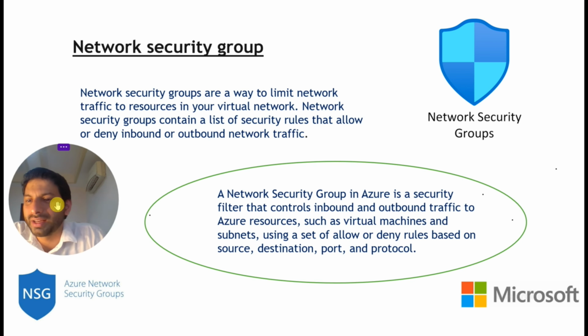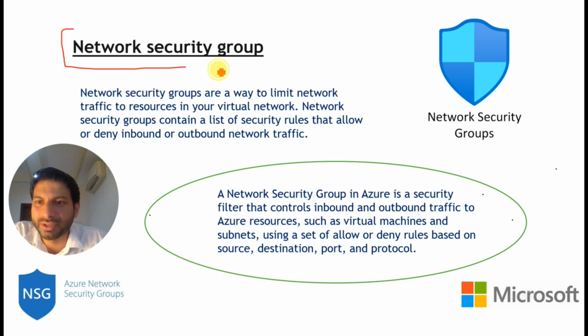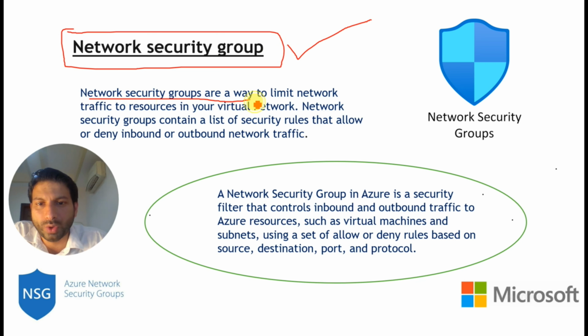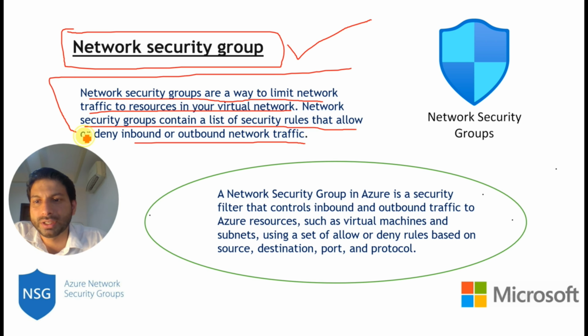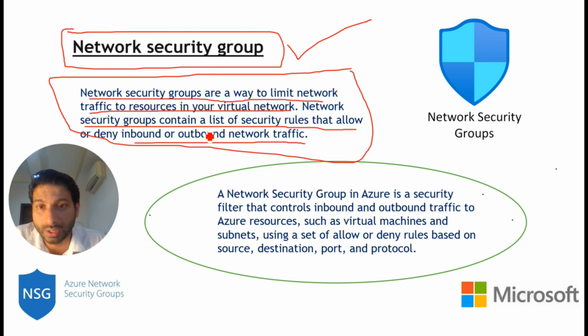All right. Before we create a network security group, let us understand the definition of network security group. Network security groups are a way to limit network traffic to resources in your virtual network. A network security group contains a list of security rules that allow or deny inbound and outbound network traffic. So this is the definition given in the documentation. It can be similar to the firewall, but we cannot compare network security group and firewall. Firewall has a lot of features, whereas NSG has very limited features. But in a way, you can say it is similar to a network firewall.